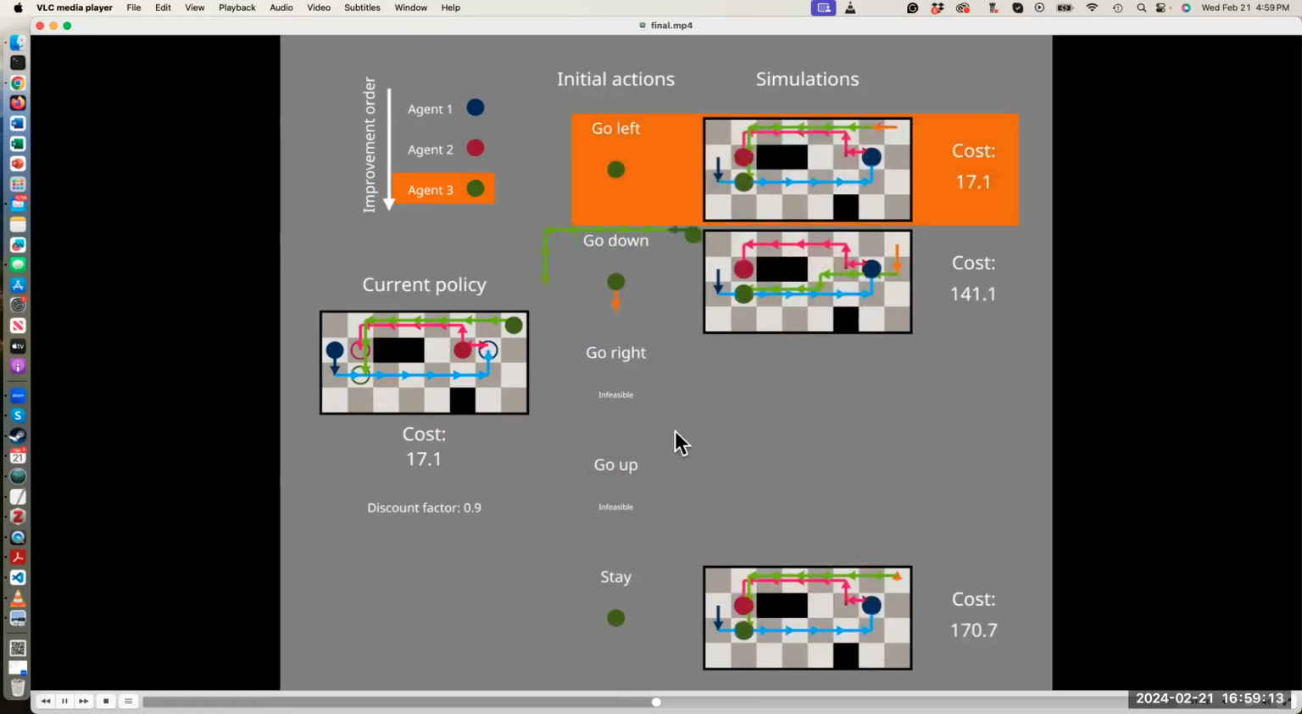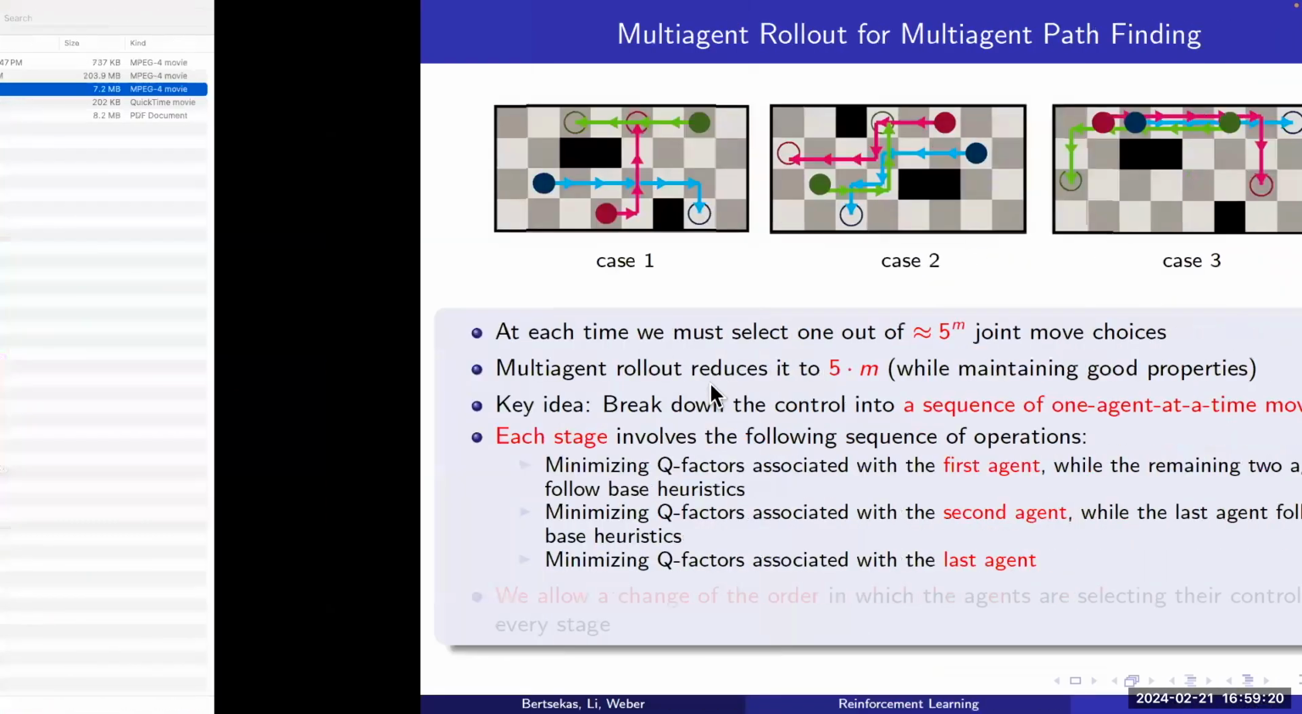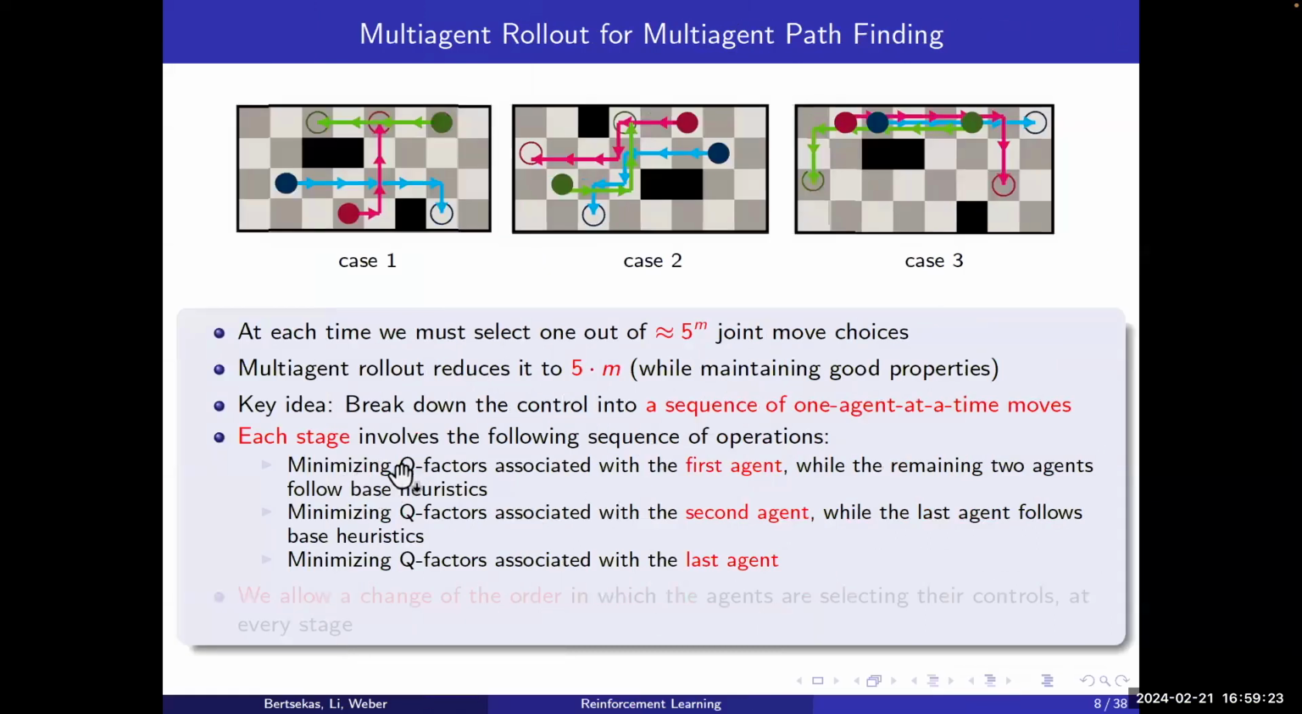All right, so this is how multi-agent rollout operates. And remember, at each time instance, for each agent, it involves a calculation that tries out all its actions and then constructs the tail portion by the Bayes heuristic, and the later agents simply follow the Bayes heuristic, and the preceding agents use the path computed in the previous calculation.